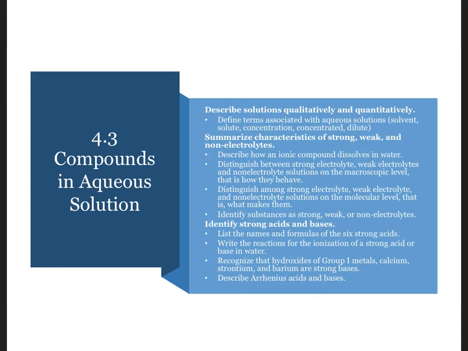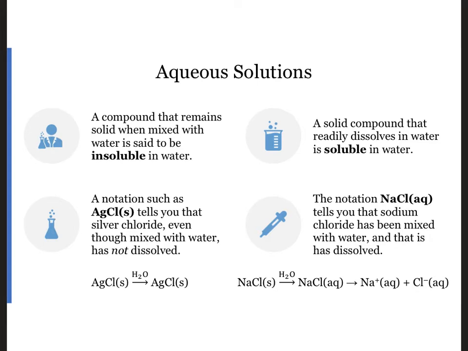Let's begin. When a compound does not dissolve in water, we call it insoluble, and note this with an S in parentheses behind the compound. A solid that readily dissolves in water is soluble, and we add the abbreviation for aqueous, AQ, in parentheses. Note that the AQ designation only applies to a compound dissolved in water. There are many other solvents out there, but we'll save those for Gen Chem 2.